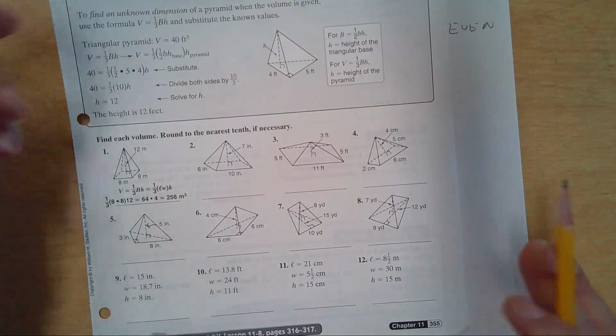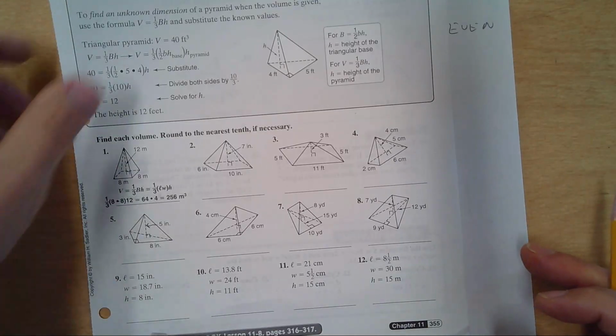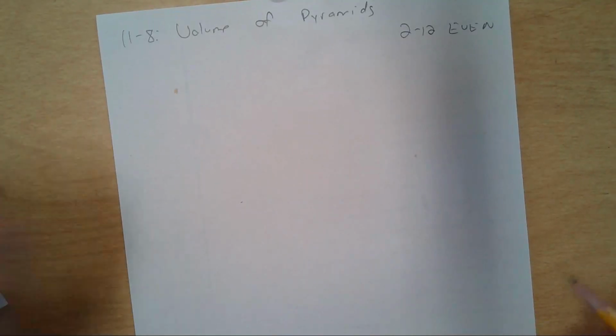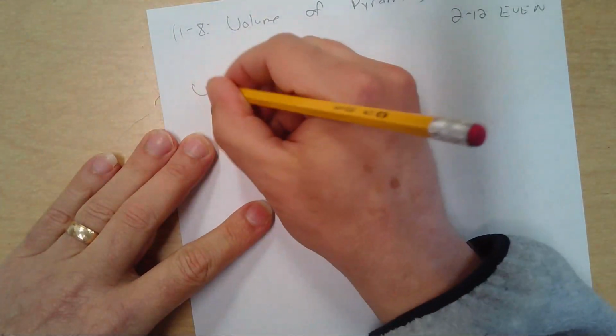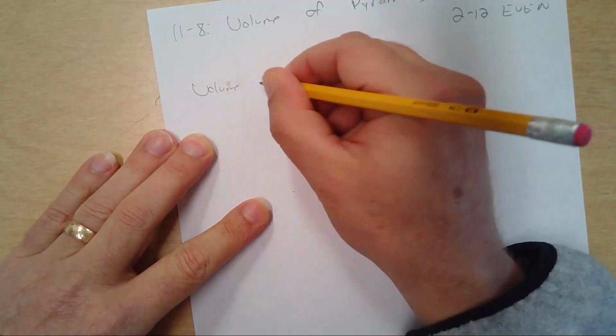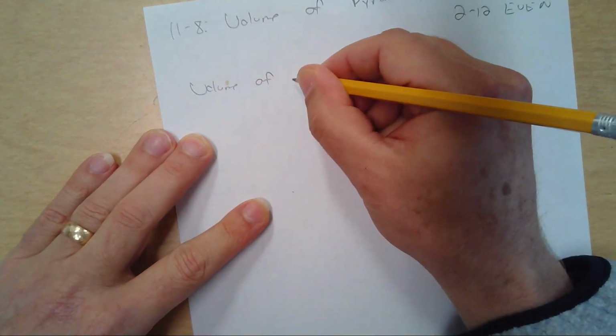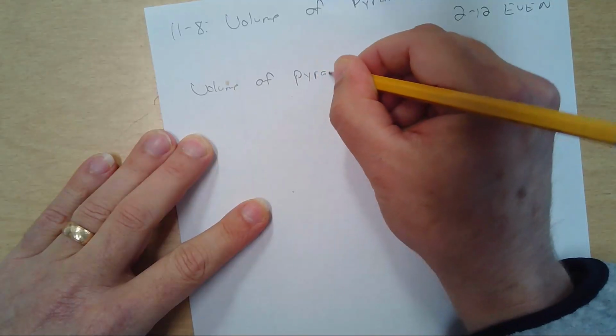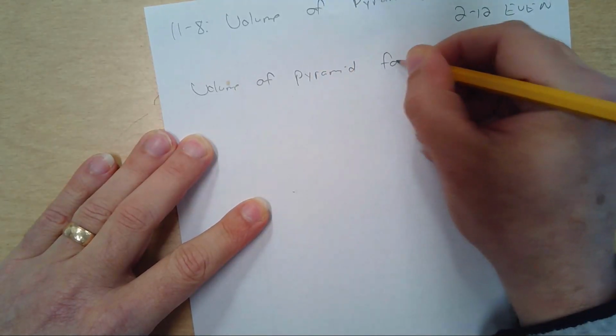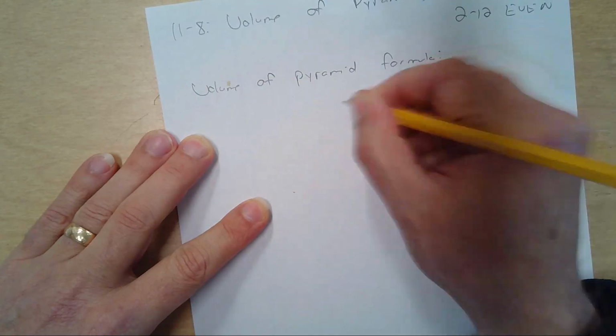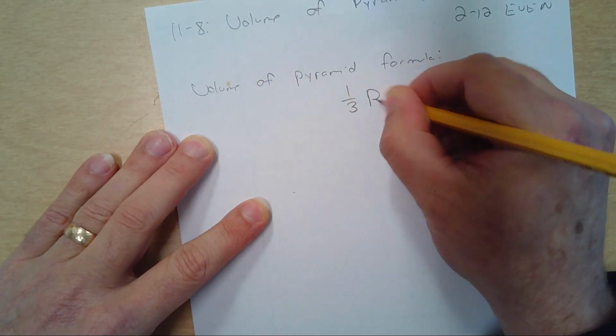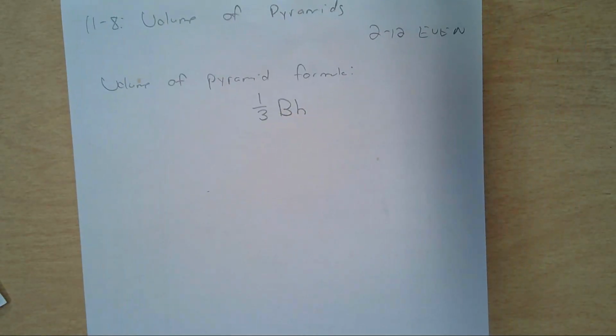Once again, we have a formula for pyramids. To find the volume of any pyramid, regardless of the base, the formula is 1/3 times the base times the height. Very similar to the prisms, which was just the base times the height.